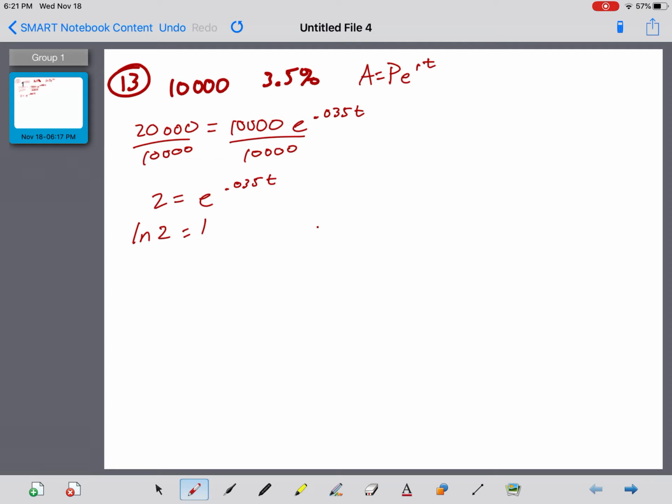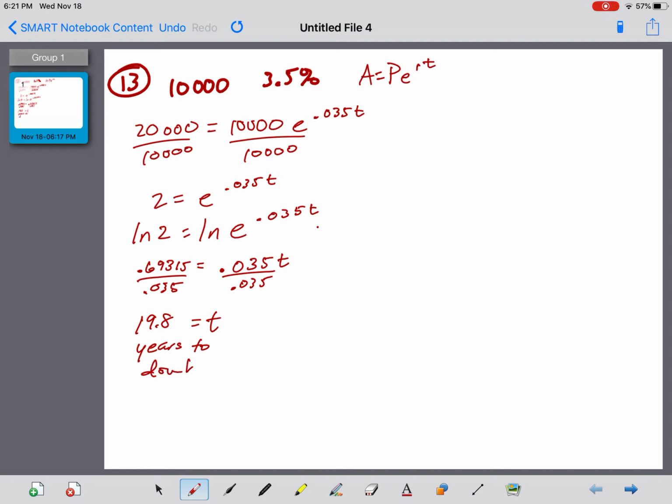All right, we're going to take the natural log of both sides. And that's going to get that 0.035 T out of the power position. So the natural log of 2 is 0.69315. And then this side is just going to give us the power. Now we're just dividing both sides by 0.035. And this will be the time it'll take for it to double, 19.8 years to double.